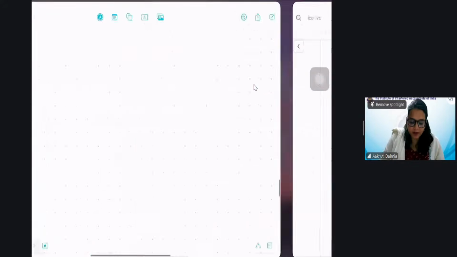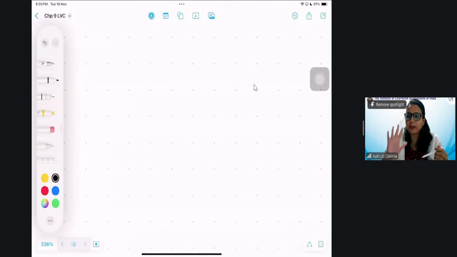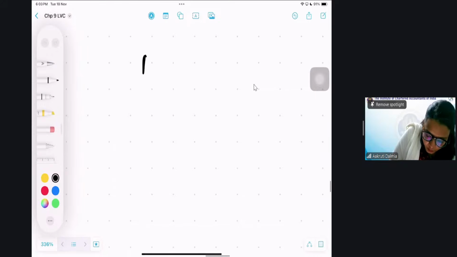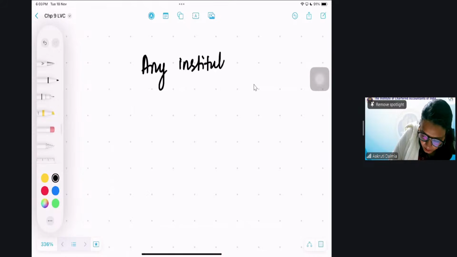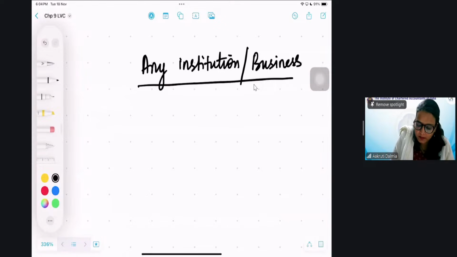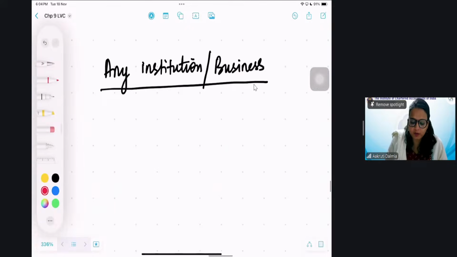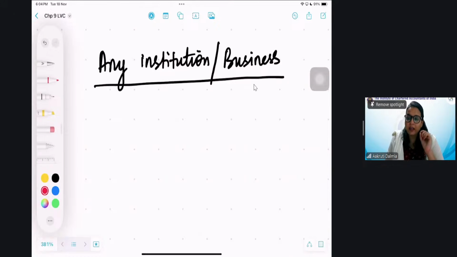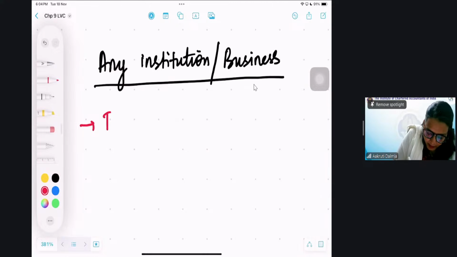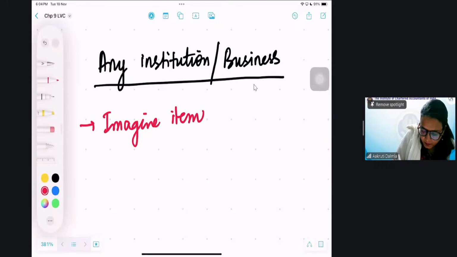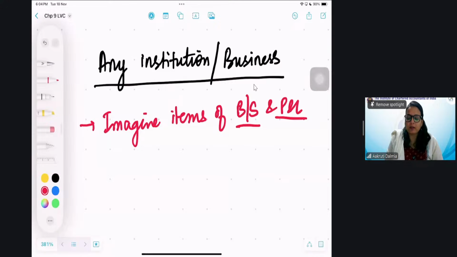Good. Let's first start with a small understanding. Pay attention here. Forget your book for now. To audit any institution or any business, first, I'm giving you a small tip and trick to remember. Do you remember that last time I did one practical question with you, which was the audit of an NGO? I told you that to audit anything, you have to imagine the items of balance sheet and P&L. To audit anything, you should be able to imagine the items that you can find in a balance sheet and in a P&L. That was the basic that I gave you.